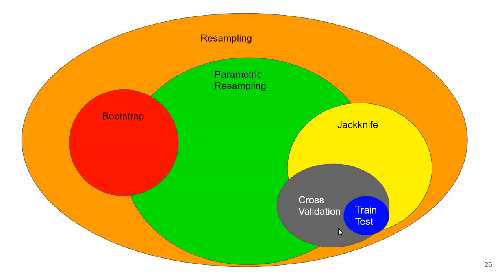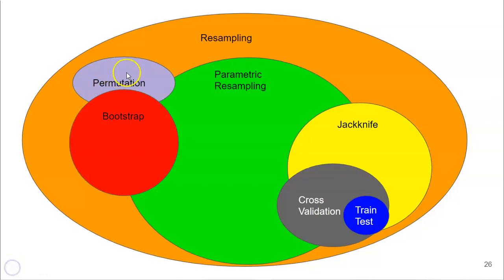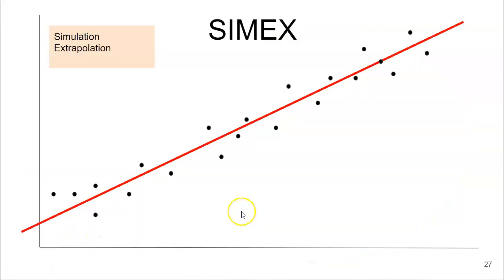The idea is you need some way to shake up your data and see how much your statistics move. And we didn't talk about permutation tests, but that's also another one that you could look into. I guess that would be the non-parametric version of the parametric resampling. I don't know why I have them overlapping. They probably shouldn't.